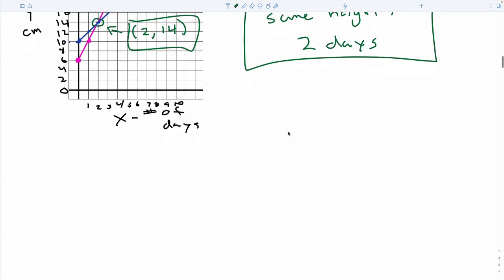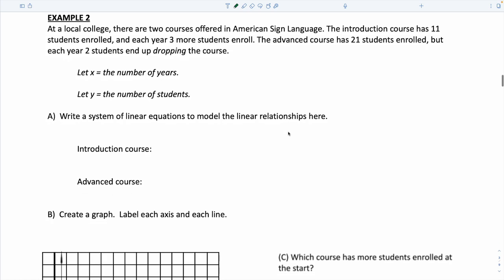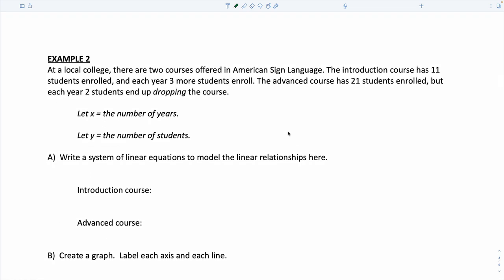Cool. Questions? Moving on. Example 2. Can you read this for me, please? Abby, at a local college. Ooh. They tell me the x and the y, which is kind of nice of them. Write a system of linear equations to model the relationship for the intro course.